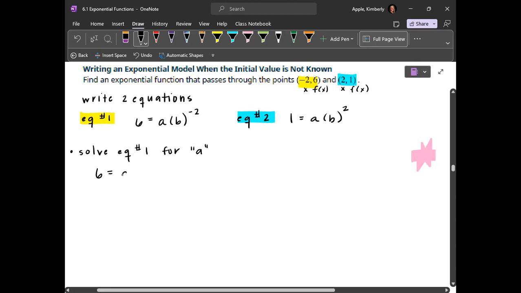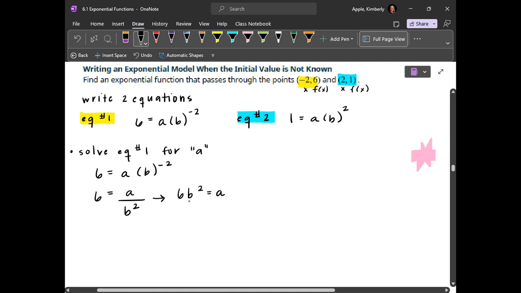So starting here, I have a, b to the negative 2. The first thing I want to do is handle that negative exponent. Recall a negative exponent does drop into the denominator and become positive, so I end up with a over b squared. My next step will be to multiply both sides by b squared. I'll have 6 times b squared equals a. And now I've solved for a.